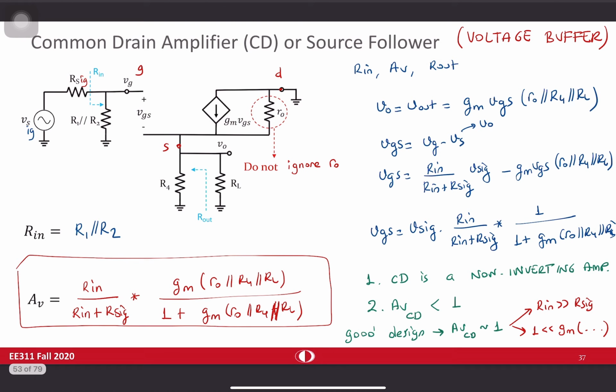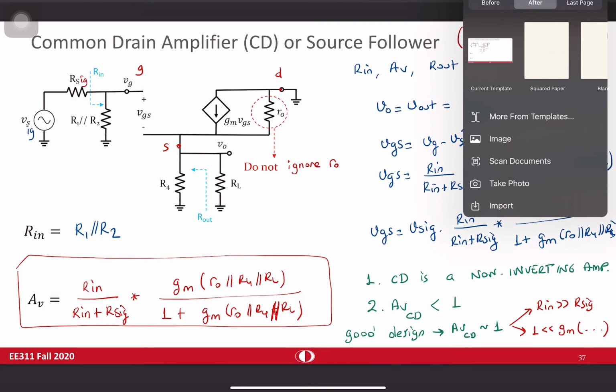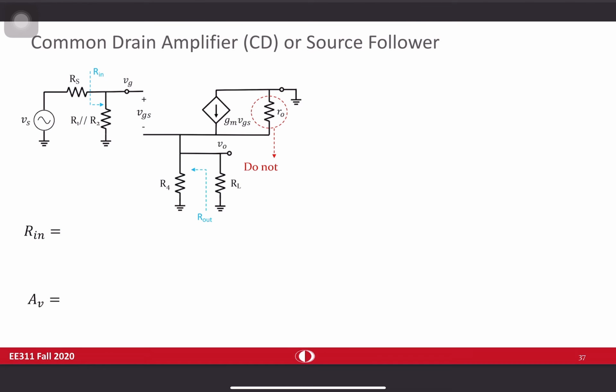And let's find the output resistance of this thing. Maybe I can add a page in here. So let's find the output resistance. Rout is the resistance seen from here, and of course I want to keep this thing into account. I'm going to put Rout in here. It's not going to change anything mathematically. RL should be excluded from the circuit.